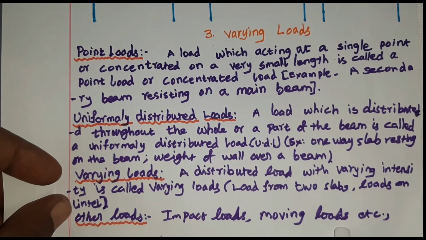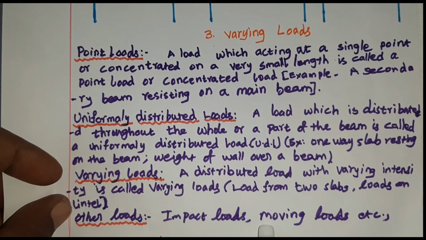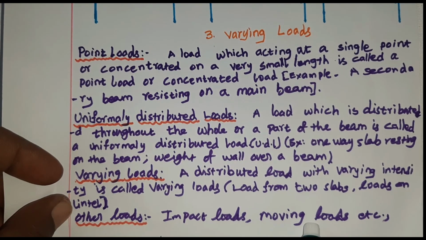So moving load is the load arising due to moving things on the slab or beam. For example, the vehicular movement over bridges, where that load will be transferred to the beam or slab. So that load is called a moving load.